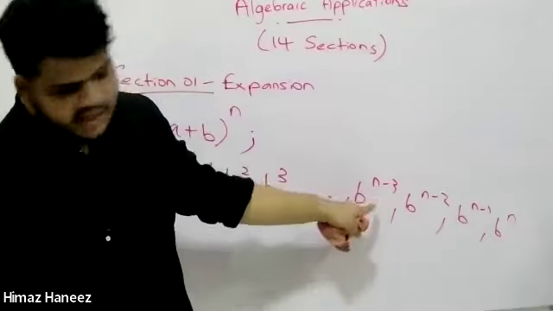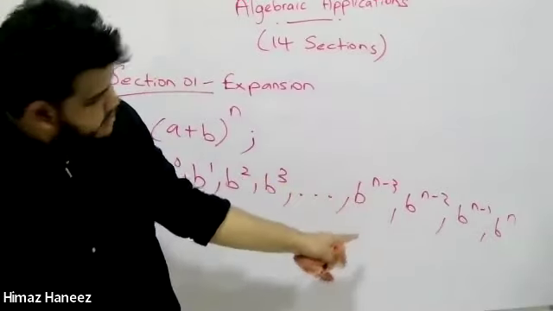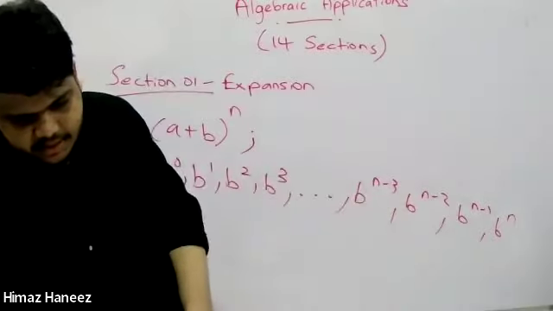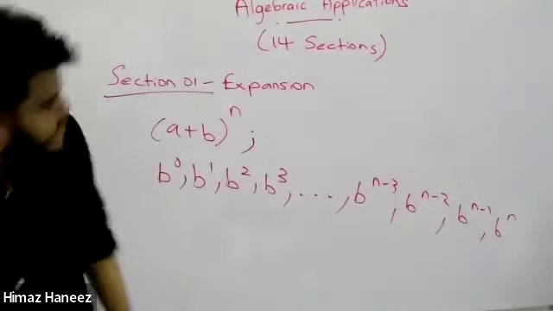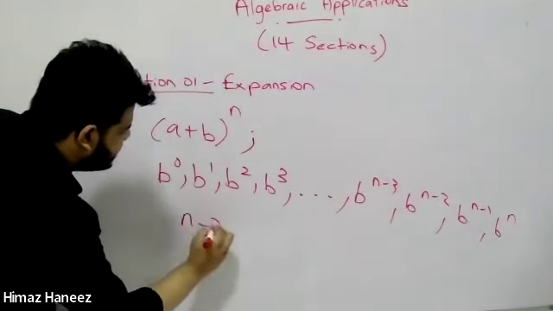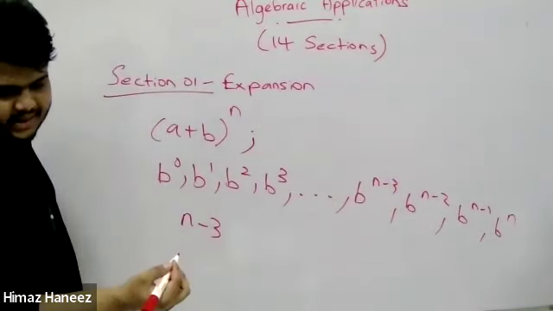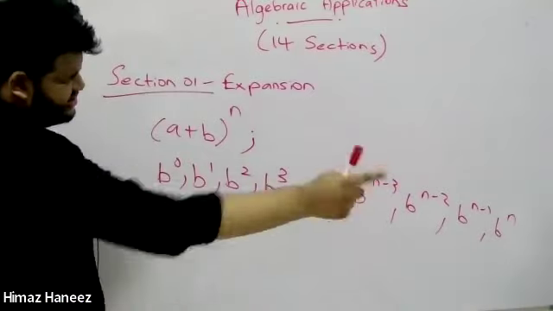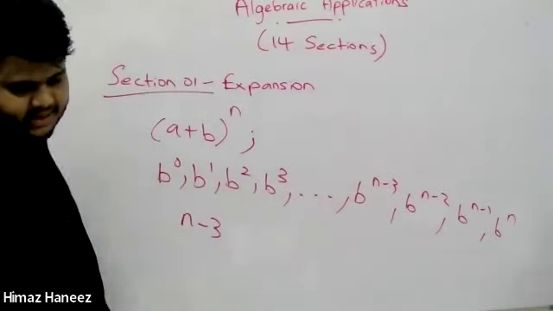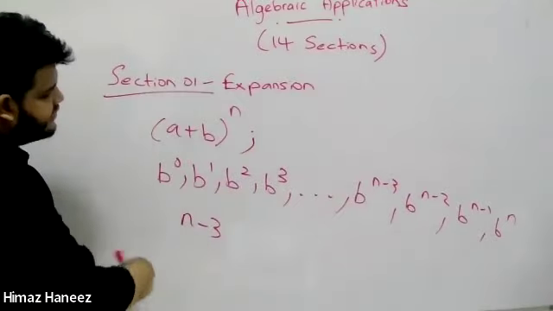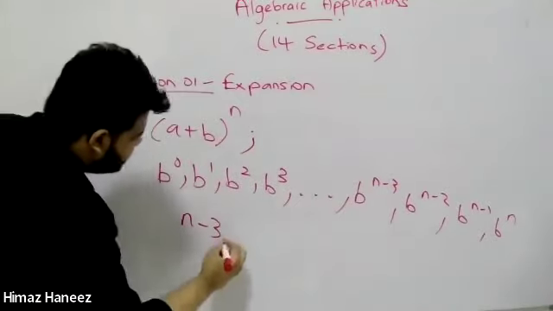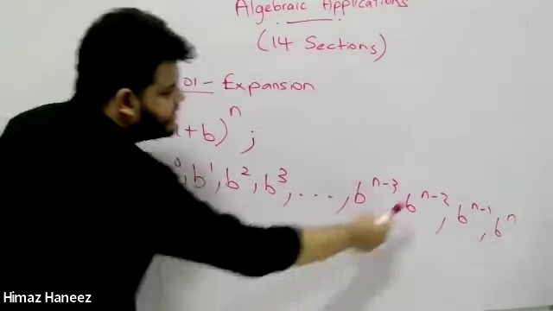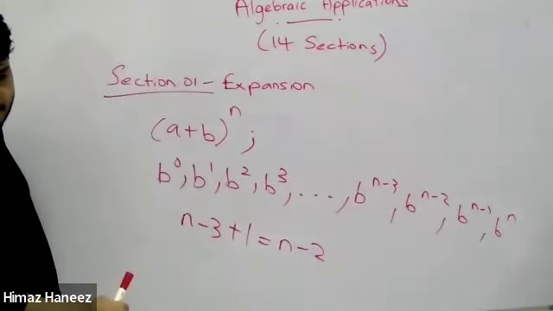After the dots, b to the n minus 3, b to the n minus 2, the power of b keeps on increasing. For example, n minus 3 is there. If I want to increase it by 1 unit, what should I do? I should add 1. Then I get n minus 2. That means the next term is n minus 2. Got it?